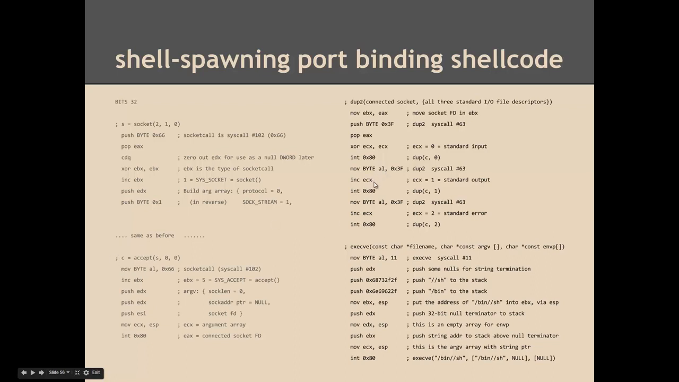And so EBX never gets messed with by the system calls we're calling, and so we just have to increment ECX, we have to reset EAX, and then we can call it again, and then we do it again, and just increment ECX yet again to B2, and then it's done. The result of this is that the standard in, standard out, and standard error of this process are now tied to the input-output of the socket.